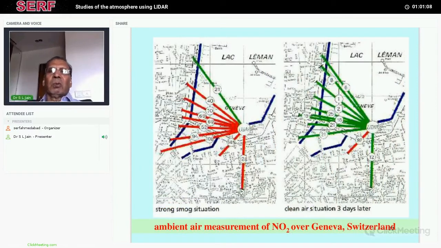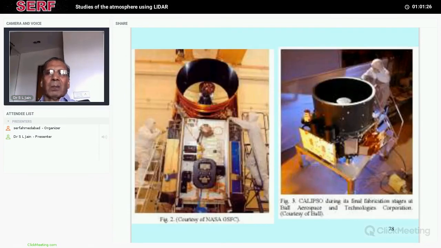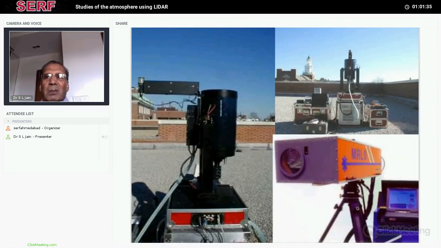Somebody asked how to get a 3D picture using the laser. So you have a LIDAR here, and you have a scanner system, so you get the profile like this. So a 3D profile you can get easily using this type of scanning system. These are the systems used in space flights. These are different systems made by different organizations.